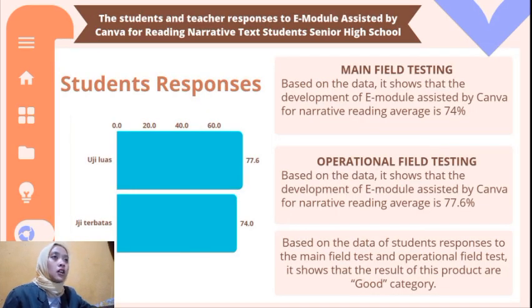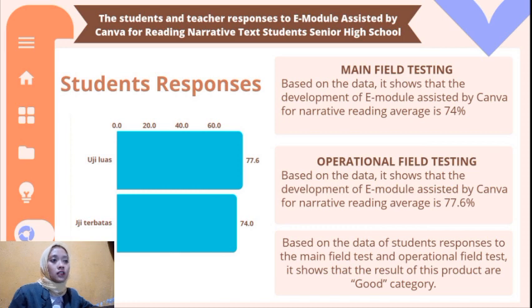And next is the students' and teacher's responses to the e-module assisted by Canva for reading narrative text, senior high school students. Firstly, these are the students' responses. That is a chart, a bar chart.